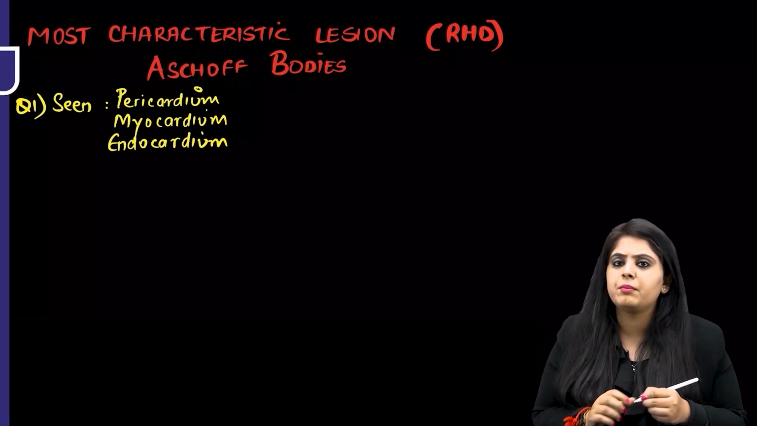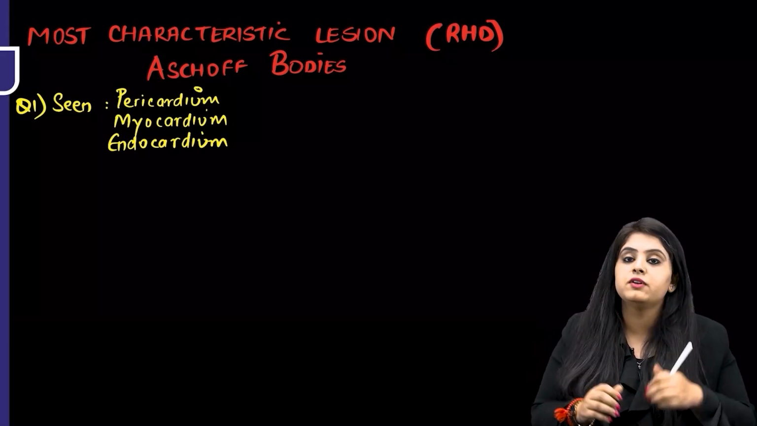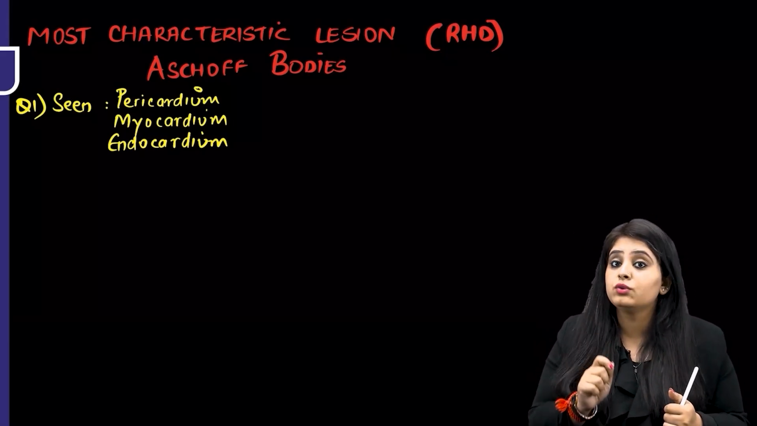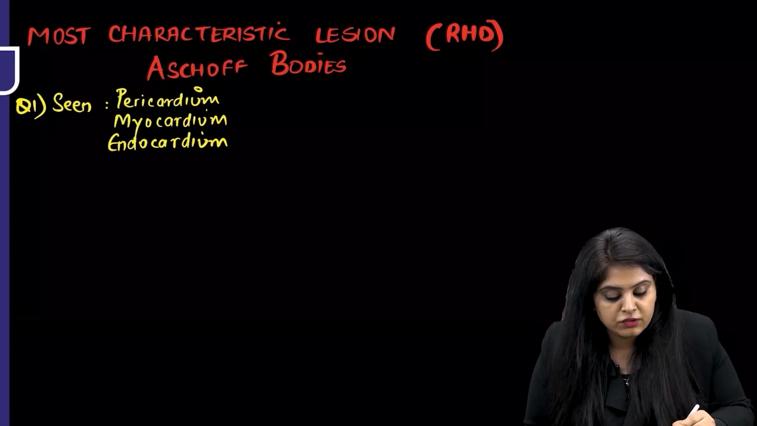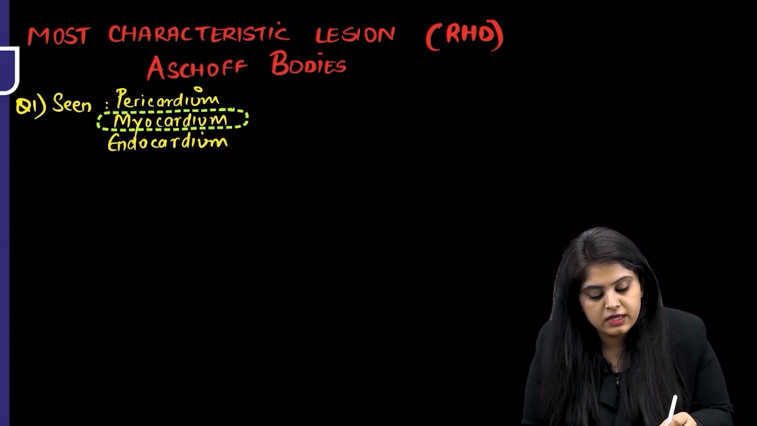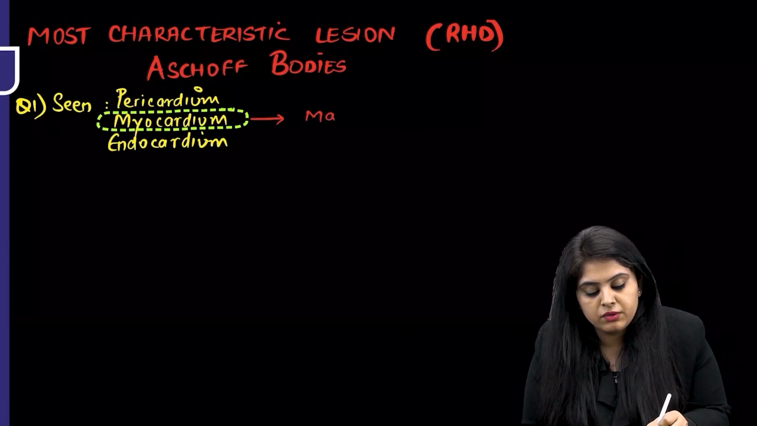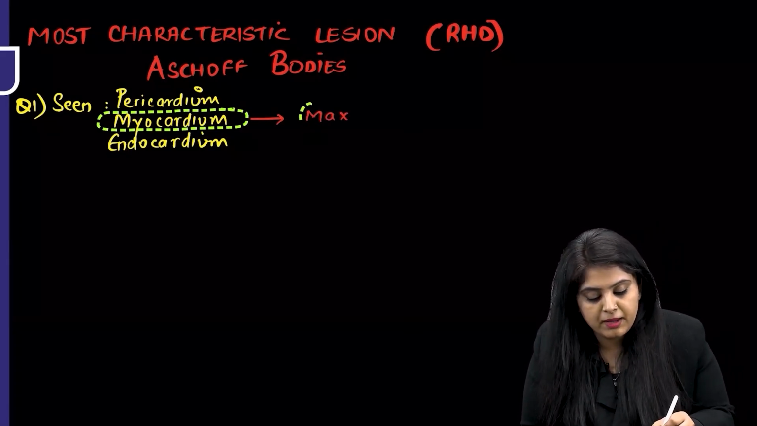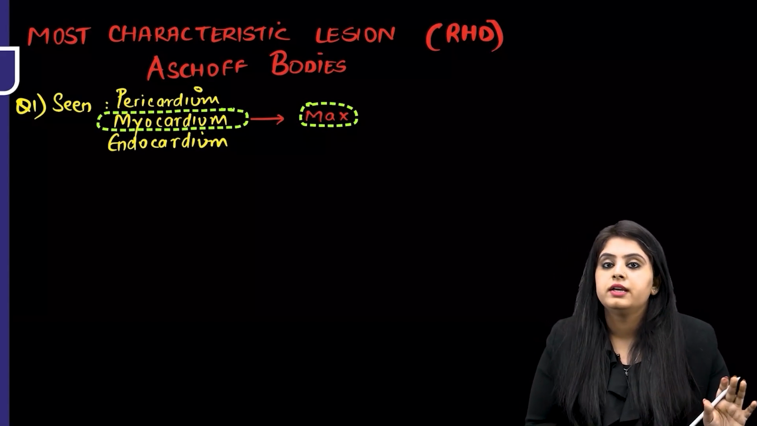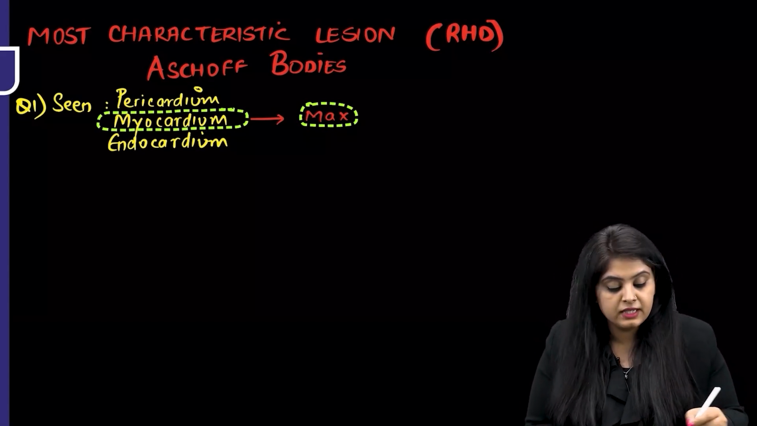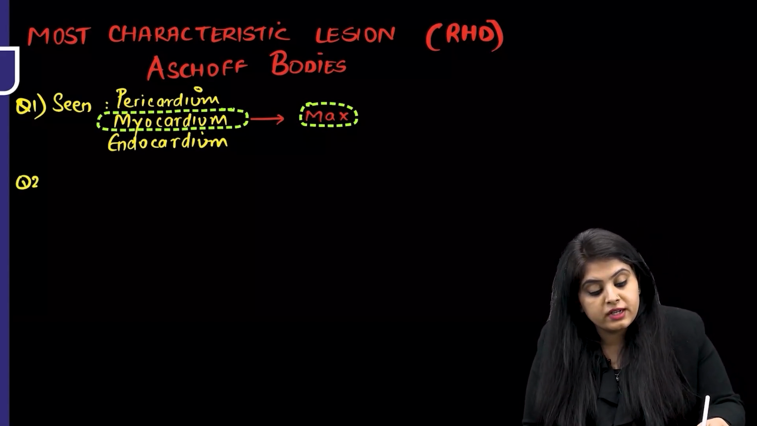But examiners are never happy with these kinds of questions. The examiner will always ask, where are they maximum found? So remember, maximum Aschoff nodules are found in the myocardium. M for M, that is how I have learnt it: maximum Aschoff nodules in the myocardium. Fine. Your next question is, what are Aschoff nodules?